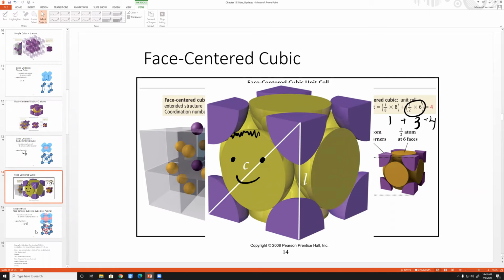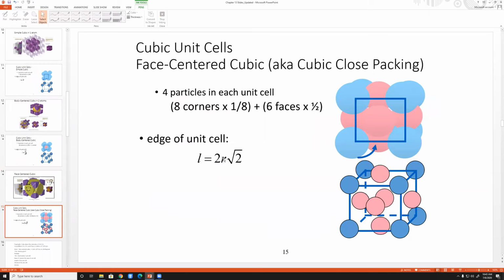And then the equation for the length is a little bit more difficult. You have the 2r times the square root of 2. Again, you don't have to memorize that. And if you were to have it on a test and you were to ask for the volume, you take that and you take it to the third power.